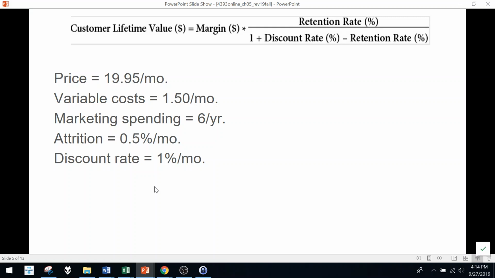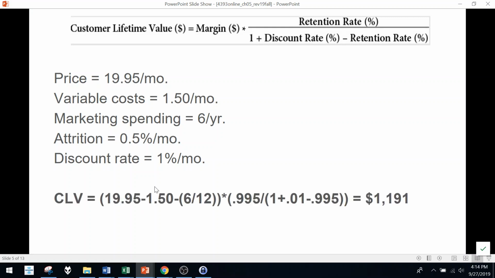So plug all that information in, and you should get something that looks like this, or $1,191 is your average customer lifetime value. All right, remember that attrition rate is the flip side of retention rate. So if your attrition rate is 0.5%, then your retention rate is 99.5%, which is great. In reality, that's probably way too high, but it is possible. Just keep that in mind.